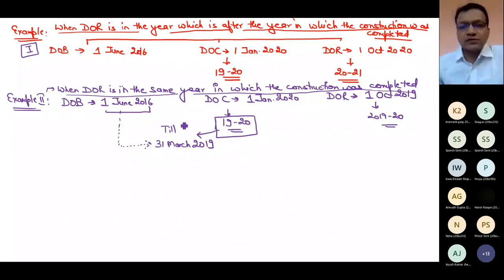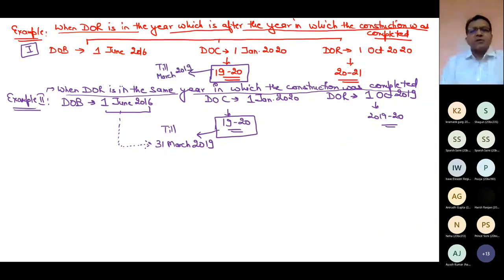In the last example also, completion year was 1920. Now, was there any interest payable before this period? Yes. If I say 1920, that means I should ask myself whether any interest was payable till 31st March 19. Answer is yes. From 1st June 16 till 31st March 19, interest was payable. If payable, there will be a pre-construction period interest in any case. Same happens here. There will be a pre-construction period.